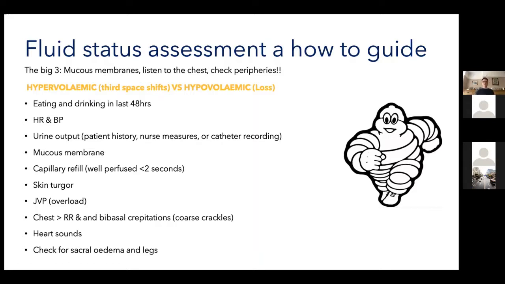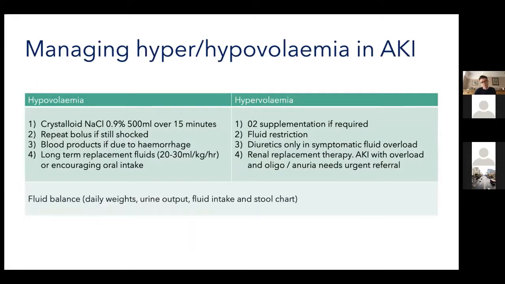So if you did 3 things in your fluid assessment, you'd want to look at your patient's mucous membranes, listen to the chest for any pulmonary edema, and check the legs for any peripheral edema. And it's as simple as that in terms of managing the hyper or hypovolemia. So in hypo, you're going to give fluids. In hyper, you're going to fluid restrict and give a diuretic.